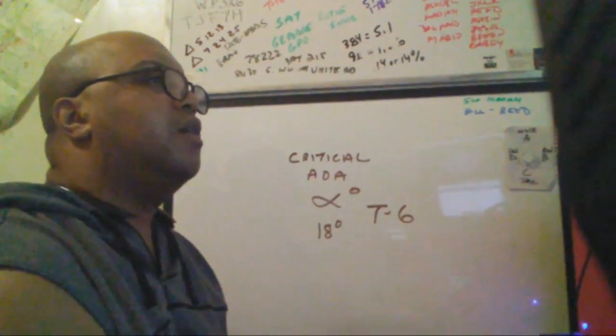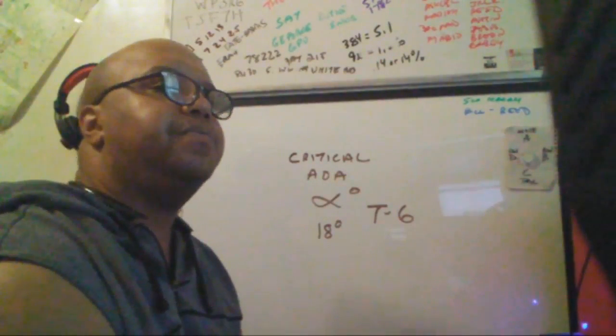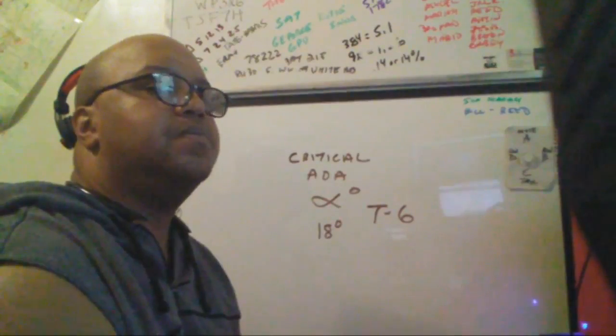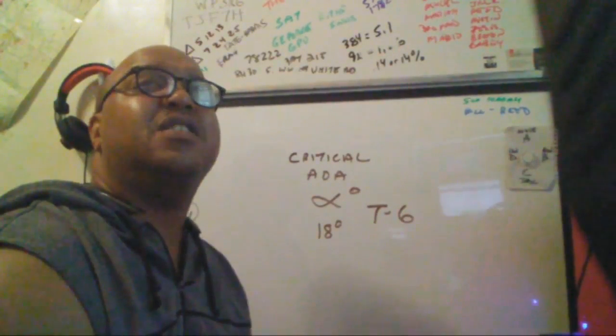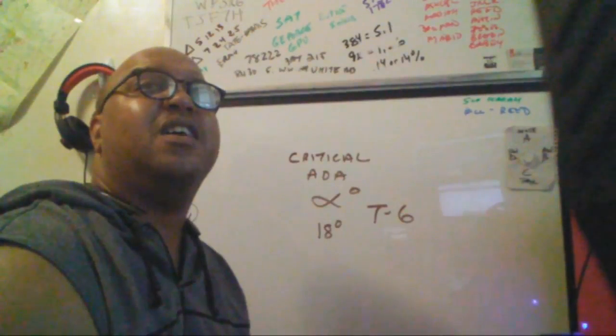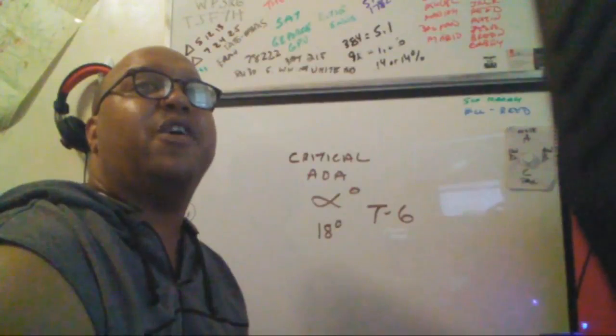All right. Okay. Five major parts of an aircraft. What are the five major parts of an aircraft? The five major parts of an aircraft: fuselage. That's one of them. Very good.